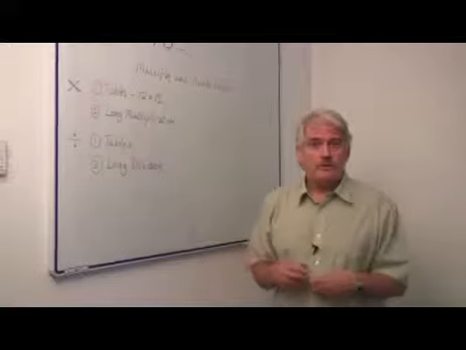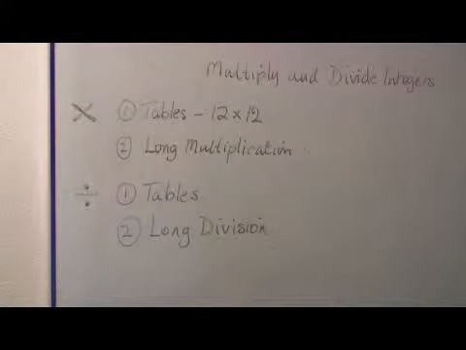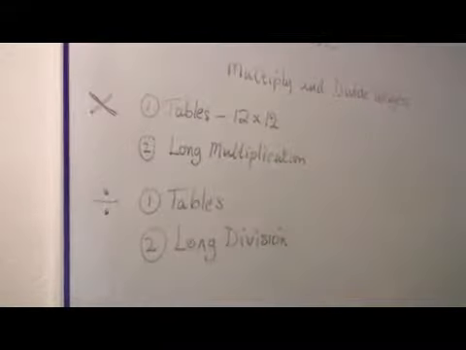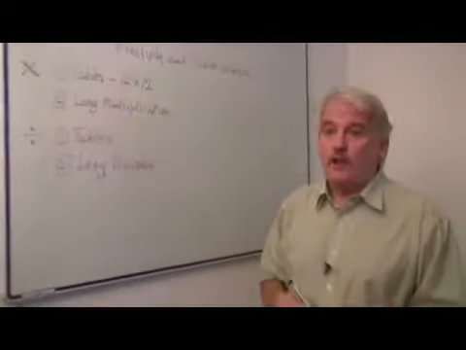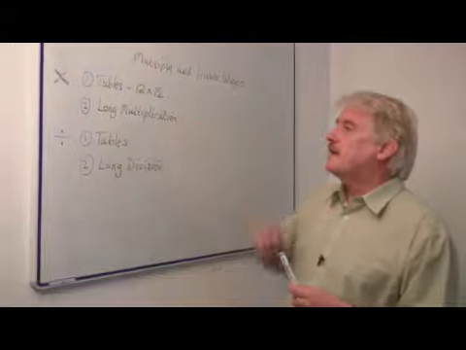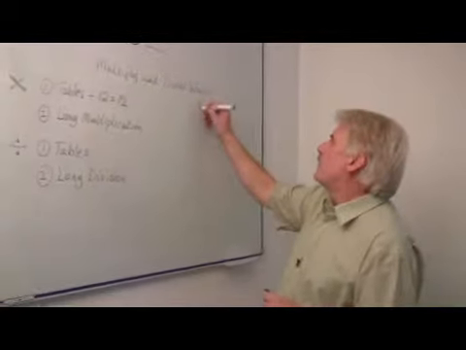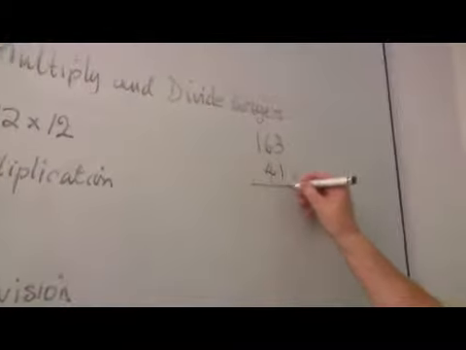But first of all, with multiplication, we know that everybody learns tables up to 12 times 12. We all know that 12 12s is 144. So tables enable us to get up to 12 times 12. But when we get bigger than that, we have to use long multiplication. For example, 163 multiplied by 41.